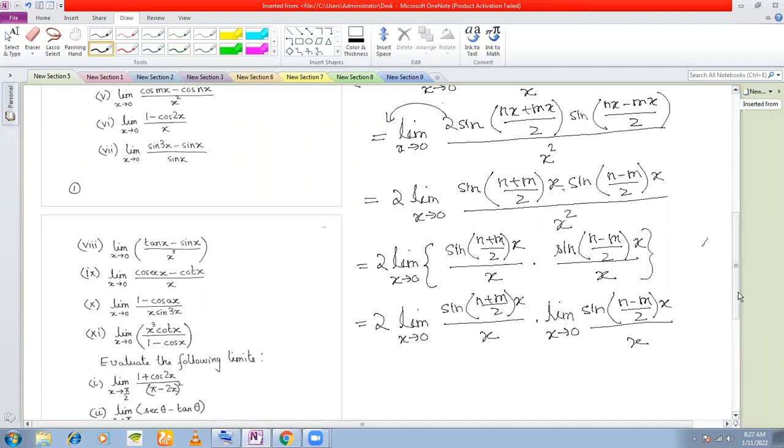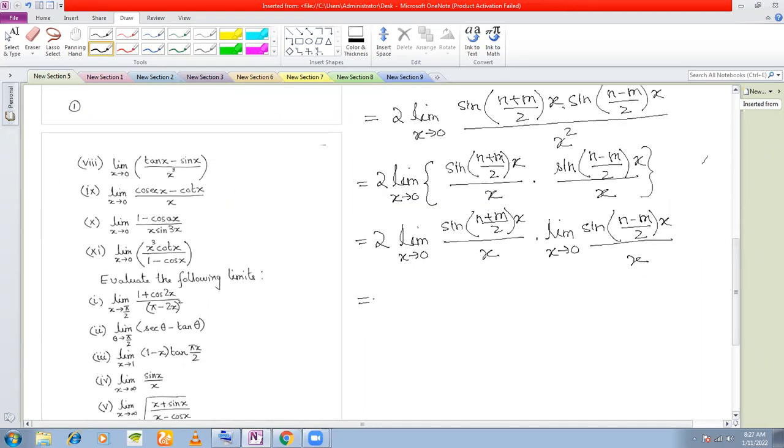Right. Now we are going to bring this to the form limit x tends to 0 sine theta by theta, sine x by x. So limit x tends to 0 sine, in the numerator, we write as it is, n plus m by 2 x. What is missing in the denominator? N plus m by 2 is missing, right? So we add an n plus m by 2. And you already have an x in the denominator, right? Into.